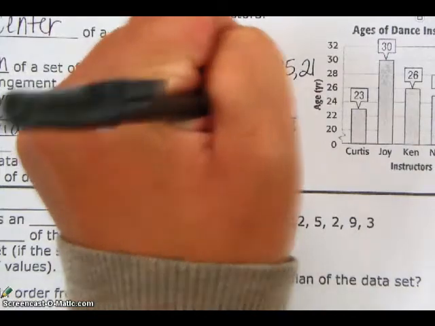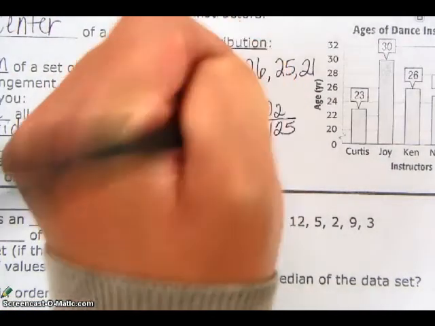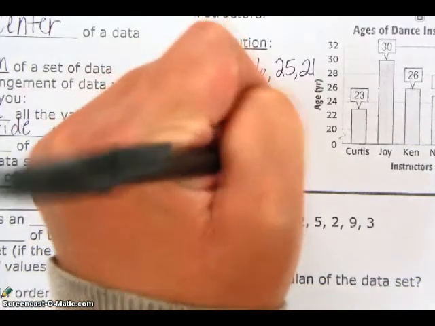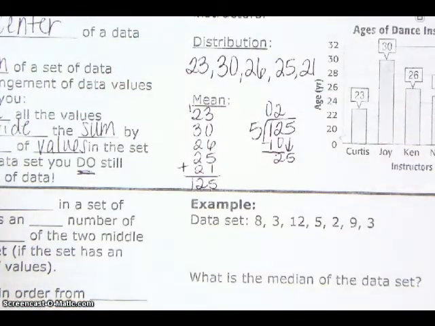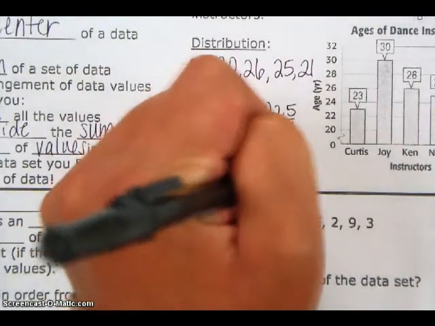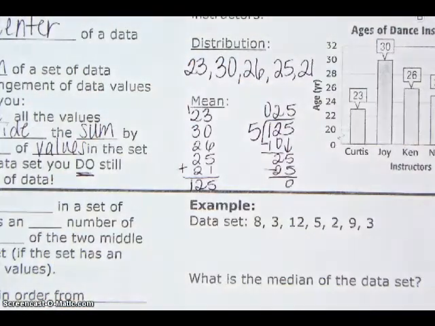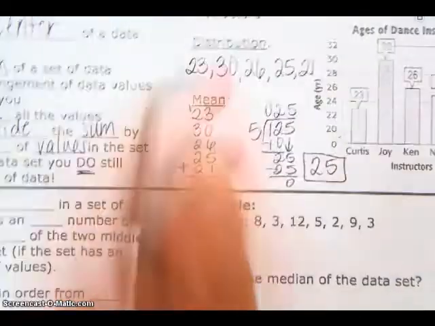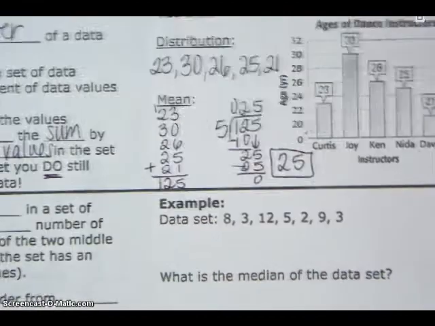Okay, 5 does not fit into 1, 5 fits into 12 2 times. 2 times 5 is 10. I would have 2 left over and bring my 5 down. 5 fits into 25 5 times, and 5 times 5 is 25. Nothing left over. So that means my average or my mean age for these dance instructors is 25.